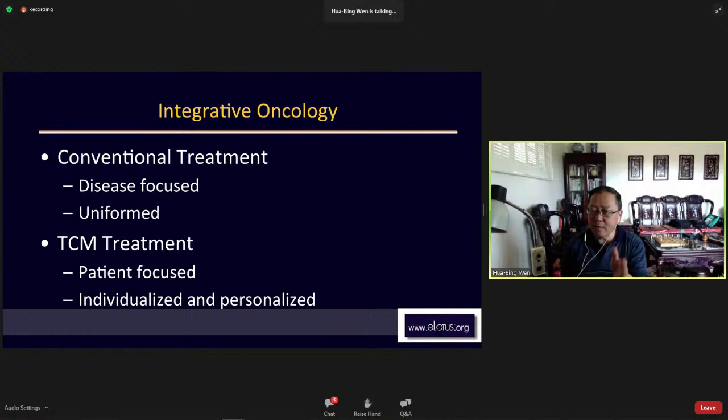So you have to be based on their pattern. Even though it's the same type of evil qi, the body may manifest as a different pattern. So you have to always go by that. So it's a patient focused, individualized and personalized approach.